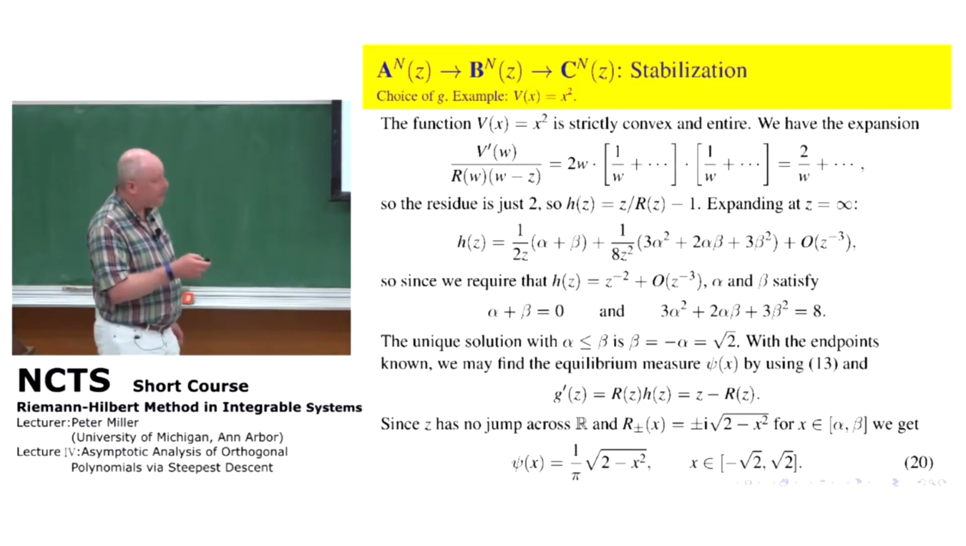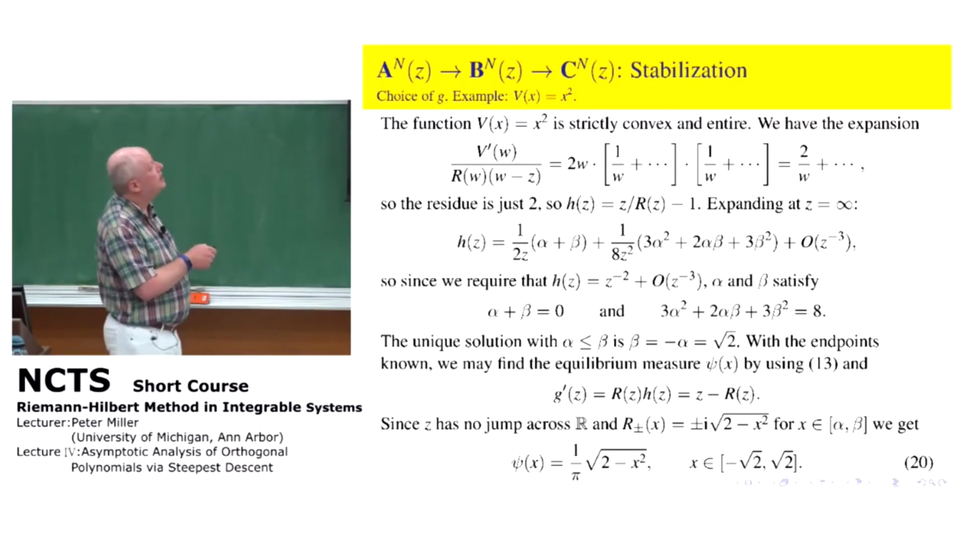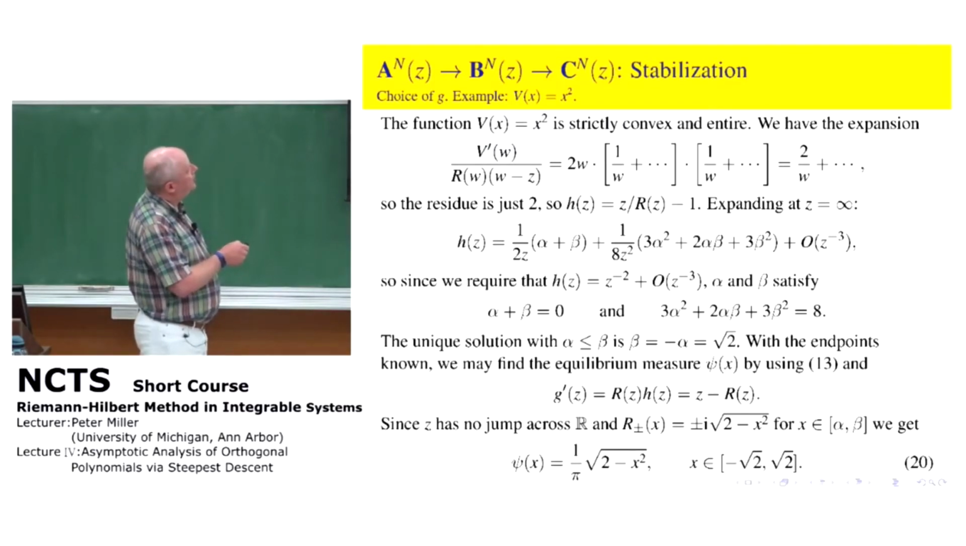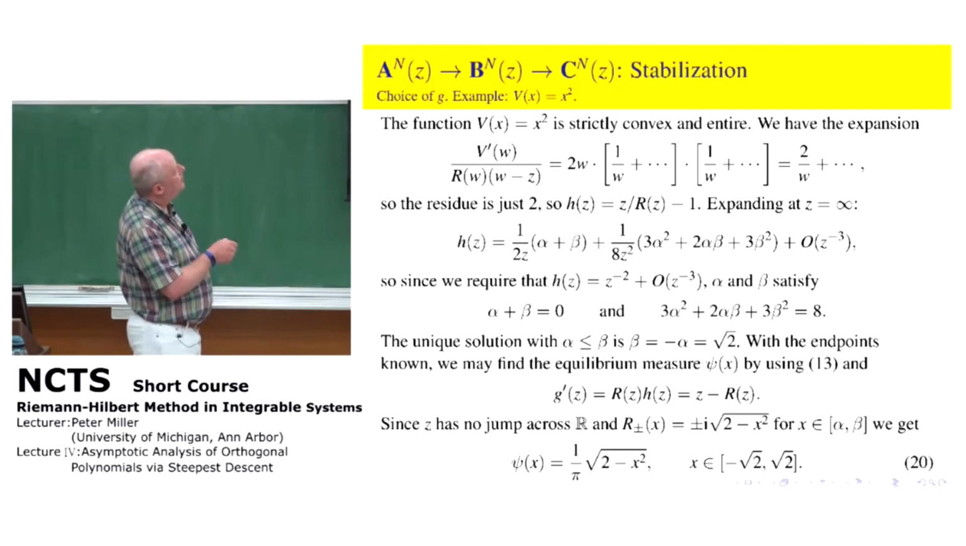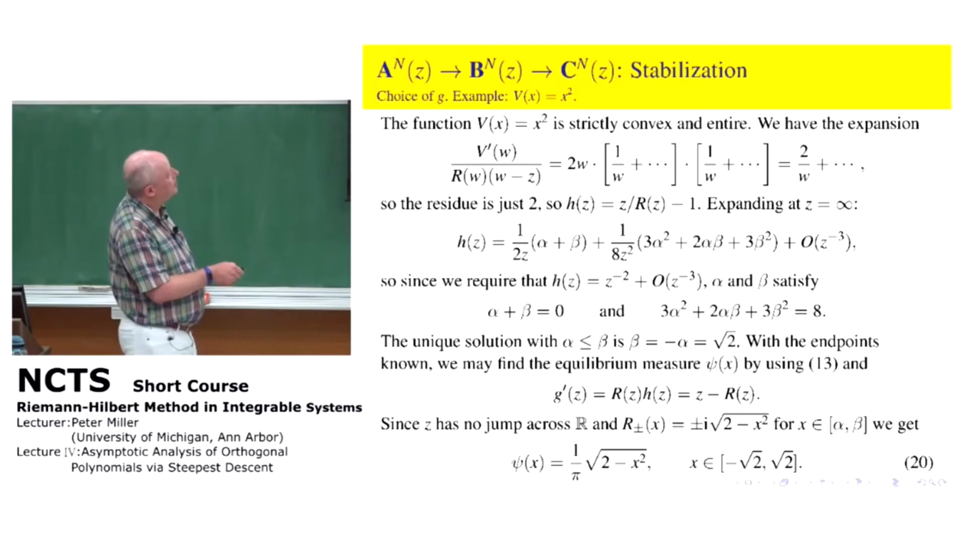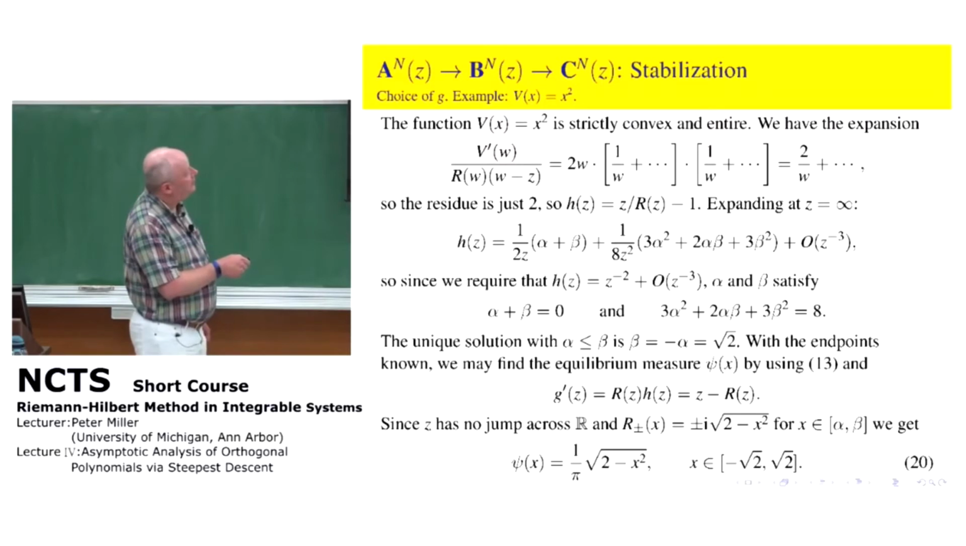So here's the first example, the one I mentioned earlier. V of x is equal to x squared. That's the one that shows up in the GUE ensemble. So the function v of x equals x squared is strictly convex, and it's thankfully entire, so we will use this method. So then v prime over r times w minus z has this expansion, and all we need really is the 2 over w term to do the calculation, because the residue at infinity is just 2. So that means that h of z is exactly z over r minus 1. What could be simpler than that?